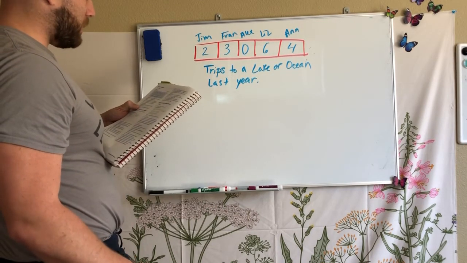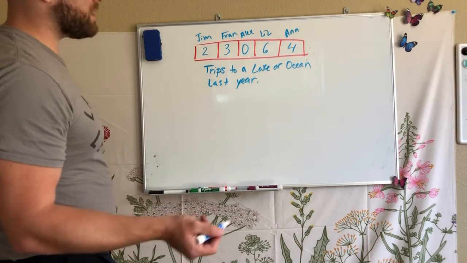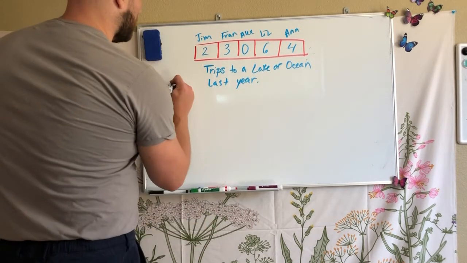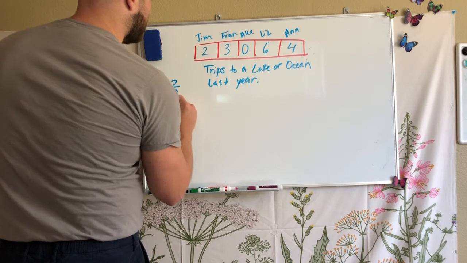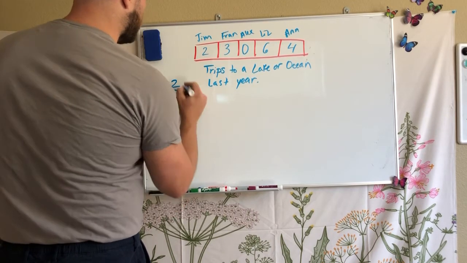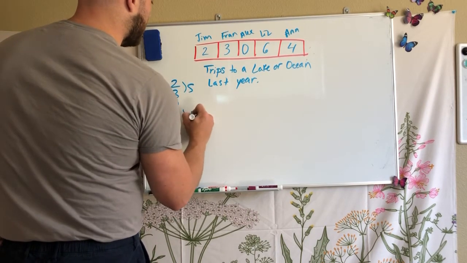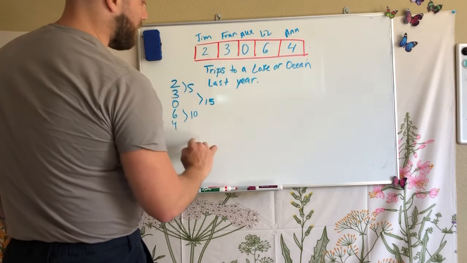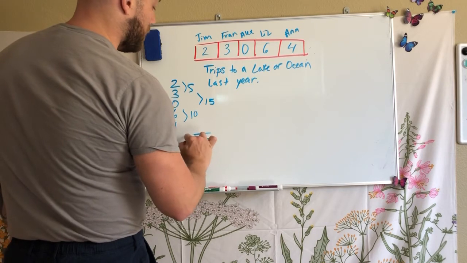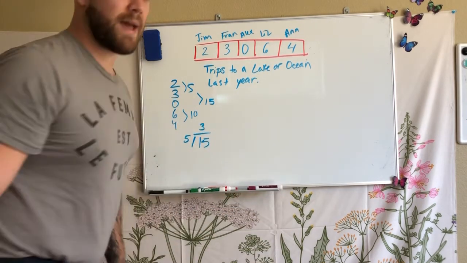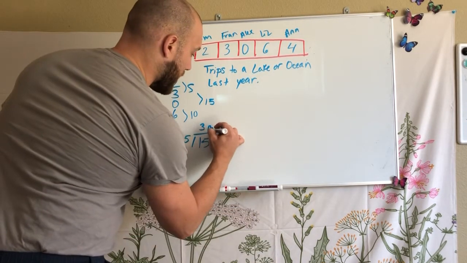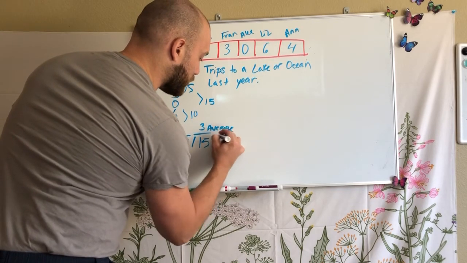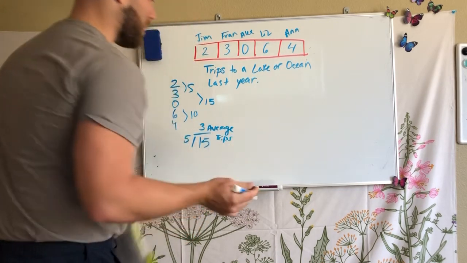So, raise your hand when you know the average for the group. Pause the video. Solve it. 3, 0, 6, and 4. Well, that's 5. That's 10. Altogether you have 15. I'm dividing it by 5. 3. What's my average? 3 average trips.